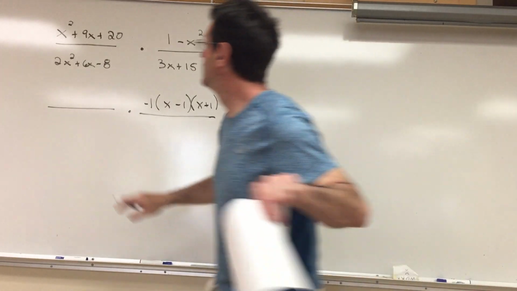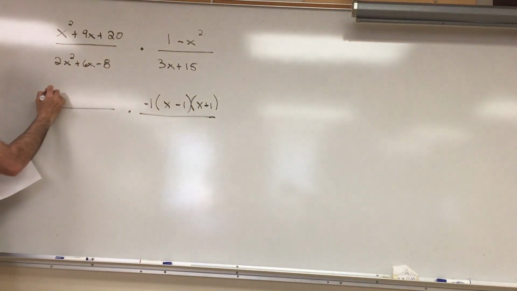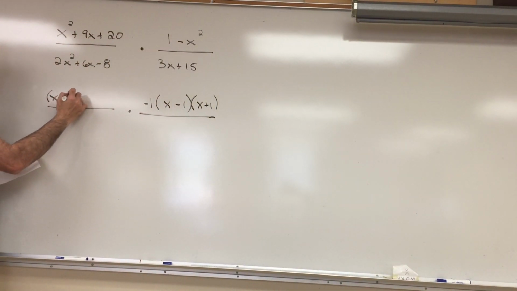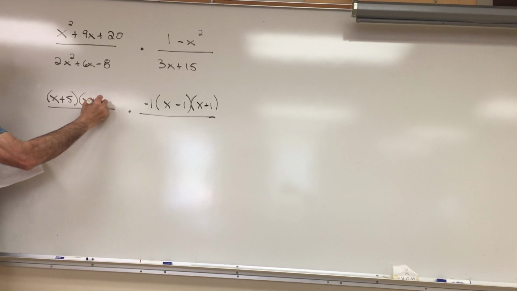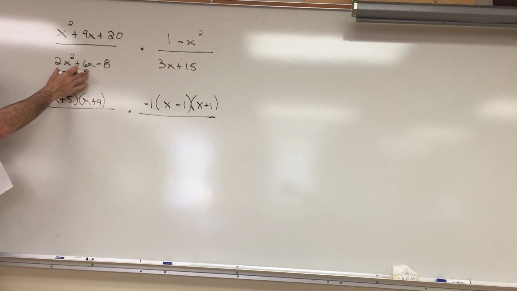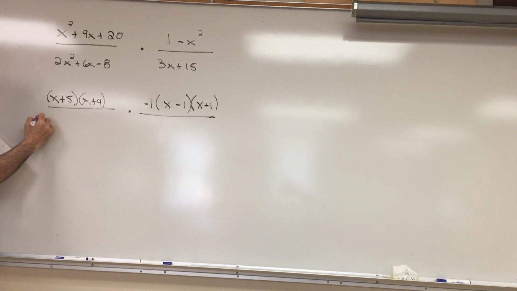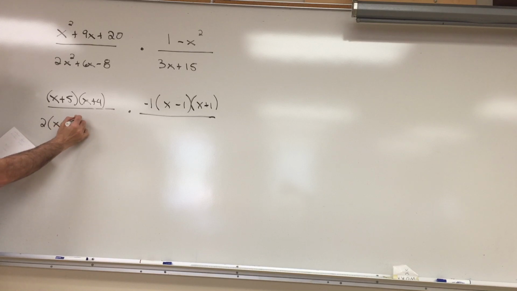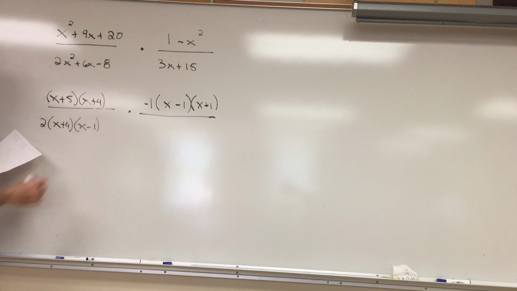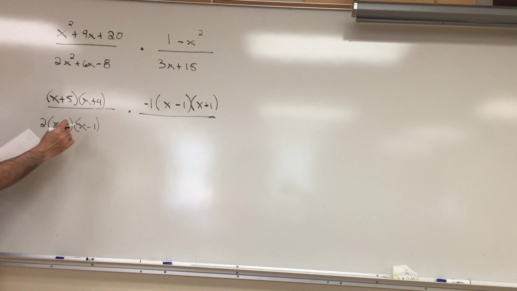The next one here, factor the numerator: x plus 5 times x plus 4. We'll factor the denominator here. Take out your greatest common factor, which is a 2, and then factor the result. And we end up with x plus 4, x minus 1. Or sorry, x minus 1 here.